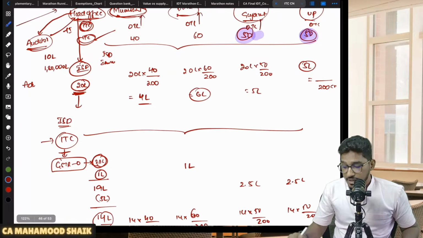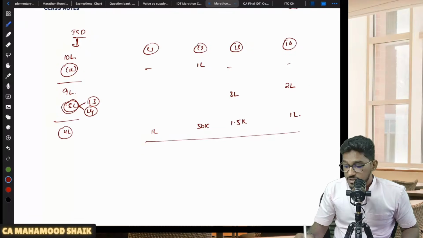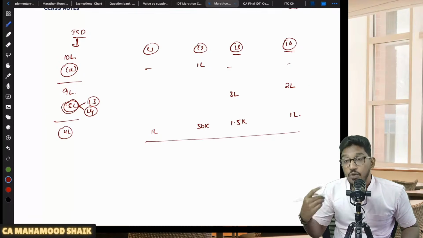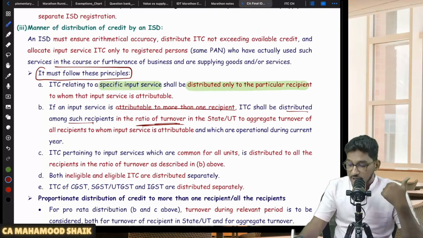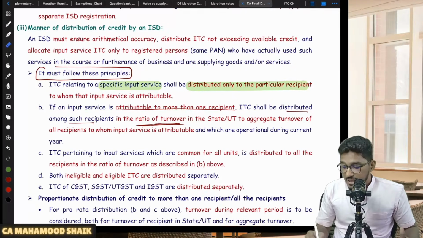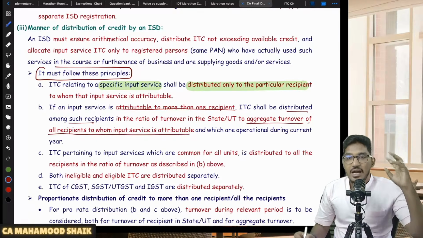Now the question comes: sir, you are doing apportionment here. You told this 5 lakh rupees is apportionable to location 3 and location 4 only. How to do the apportionment? On what basis? Here is the point I am clarifying. It has to be divided in the ratio of turnover in a state or union territory to the aggregate turnover of all recipients to whom the input service is attributable.